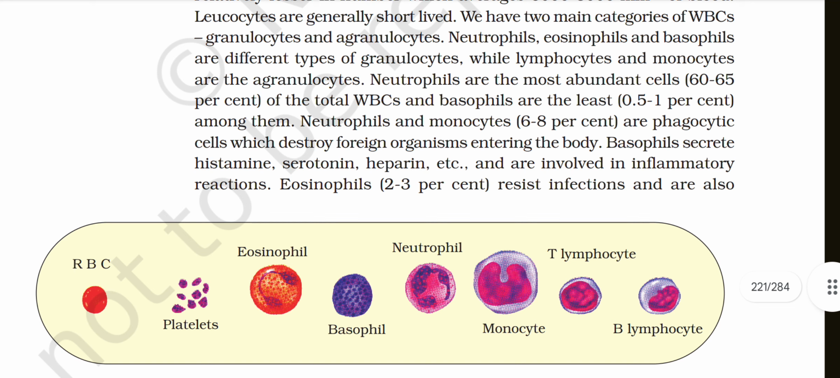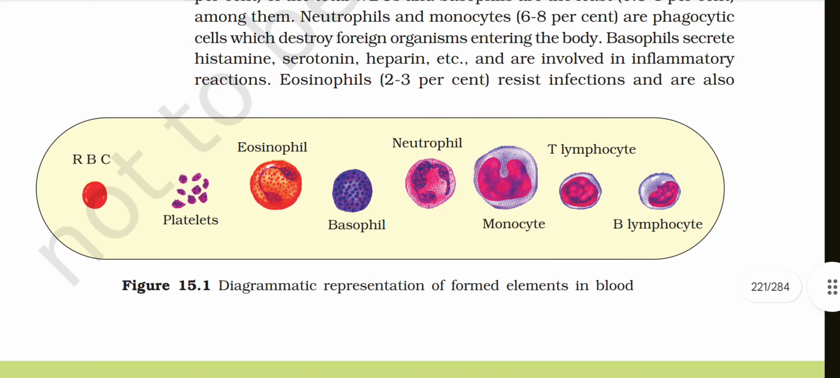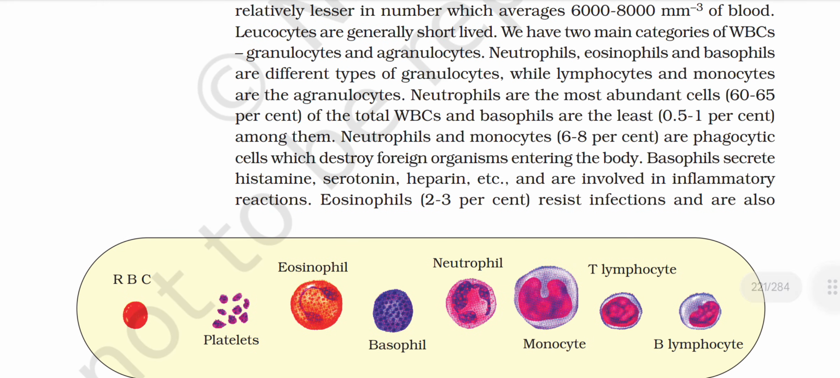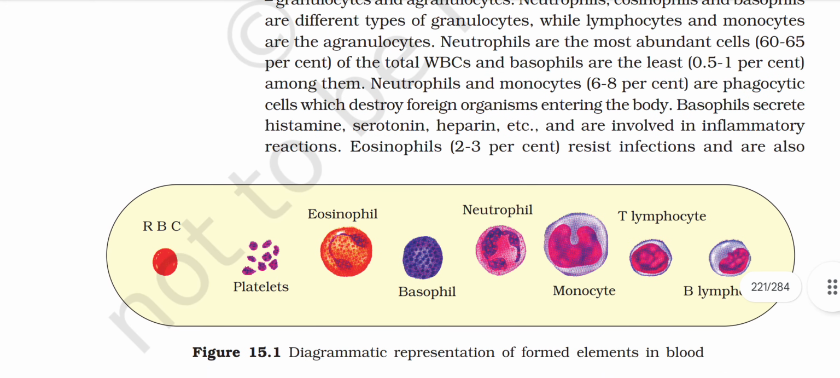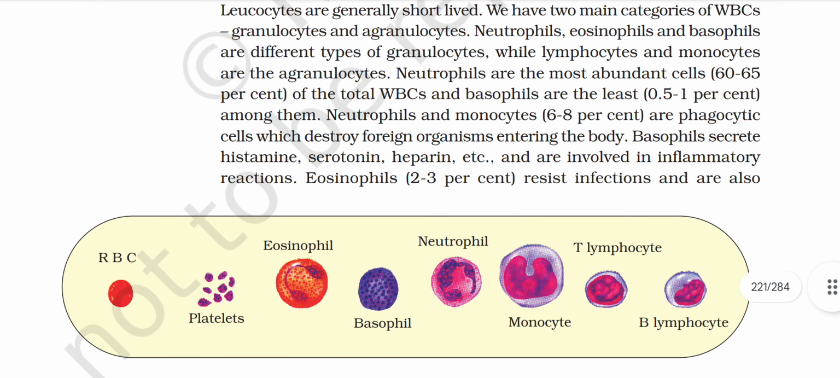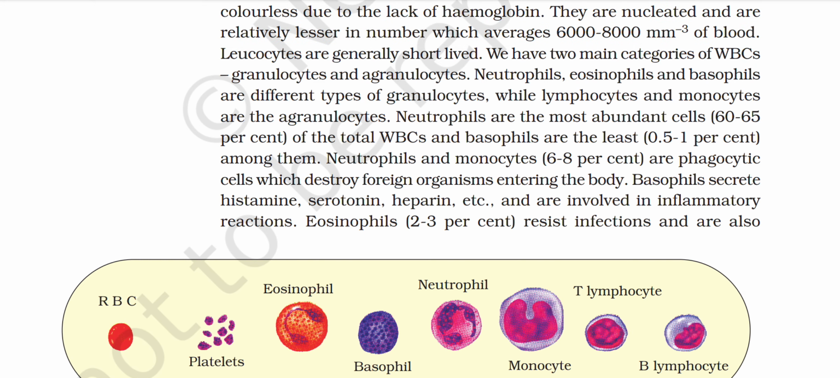Now neutrophils and monocytes. Monocytes are 6 to 8%. Then lymphocytes, 20 to 25%. So neutrophil 60 to 65%, lymphocyte 20 to 25%, monocyte 6 to 8%, then eosinophil 2 to 3%, and then basophils, which is 0.5 to 1%. Here is the mnemonic sign.